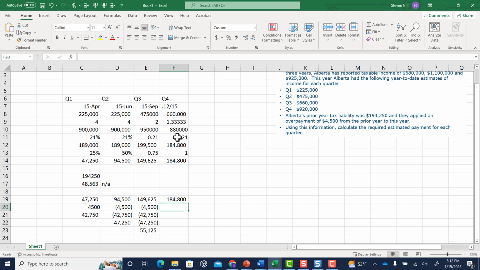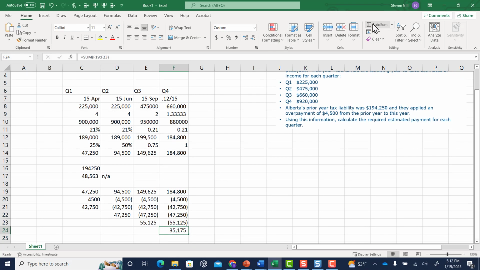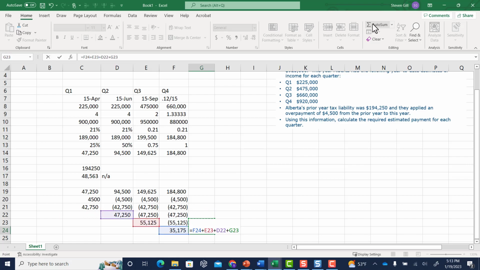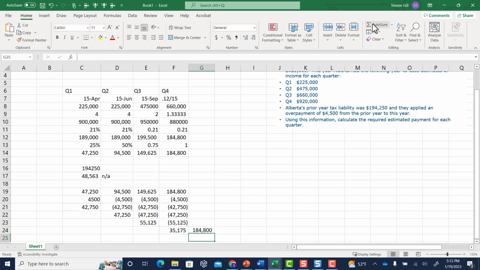Well, I owe $184,800. I've already paid this. I've already paid this, and I've already paid that, which means that my final payment is $33,175. So just for the sake of it, let's add up our 4 quarterly payments that we've made plus the amount we applied from the prior year. There's the $184,800. That's exactly what we would have expected, right? That's the amount we have to pay.